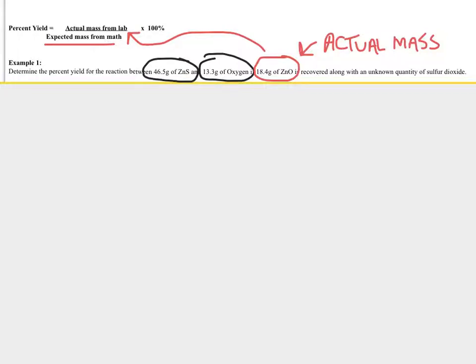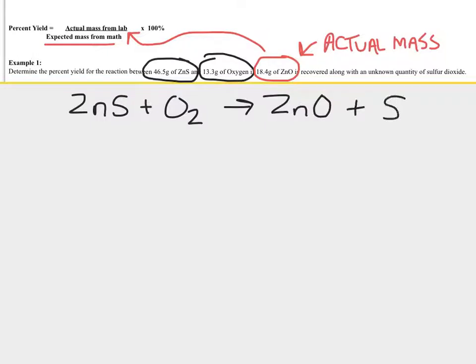Okay, so we know that zinc sulfide is going to react with oxygen. And we know oxygen by itself is O2 because of Brinclhof. It's a diatomic molecule. Now we know that zinc oxide is going to be recovered, so that must be one of the products. And it says it's also recovered alongside an unknown quantity of sulfur dioxide. Sulfur 1, dioxide 2 oxygens. Okay, so now that I have that, you know the drill.